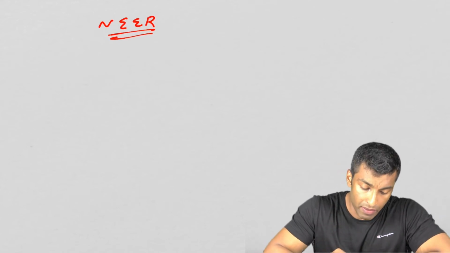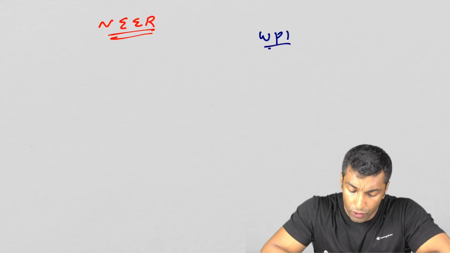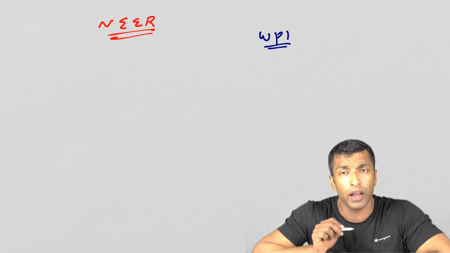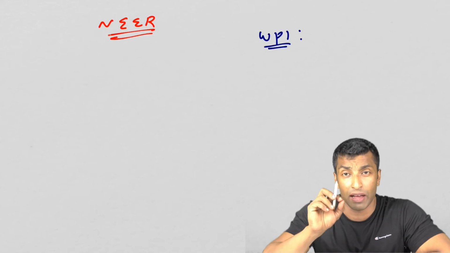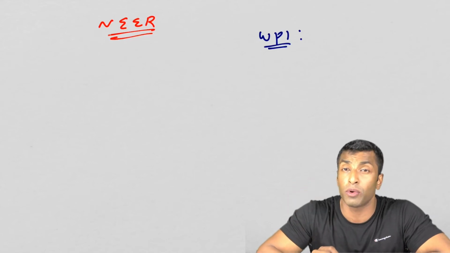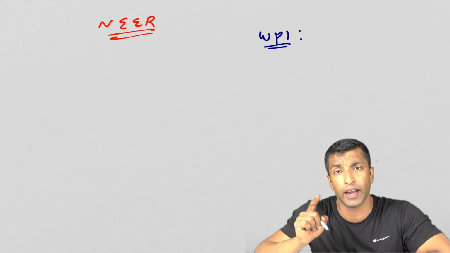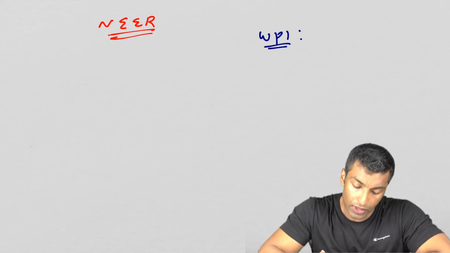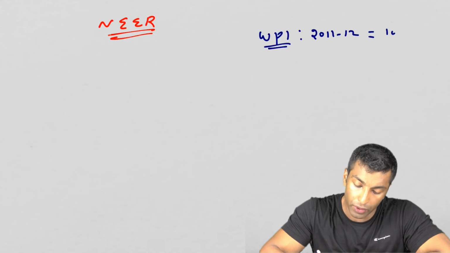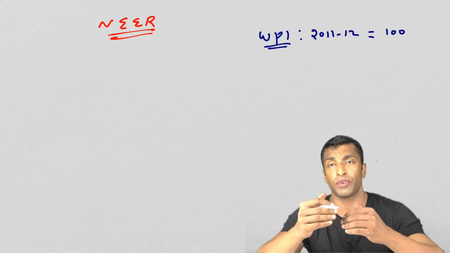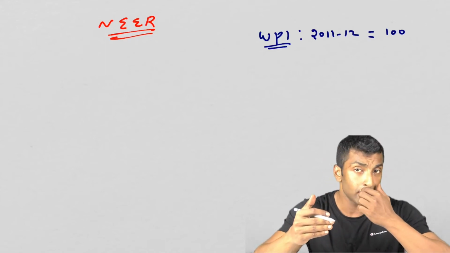Before, if you remember, we talked about WPI, and I told you WPI is an index number. How you write that WPI: you put a colon, and then you have a base year. When you talk about any index number, there has to be a base year and there has to be a base value. The base year is 2011-12, we have discussed this, equal to 100. So this is actually the base value. From there you start understanding the change.